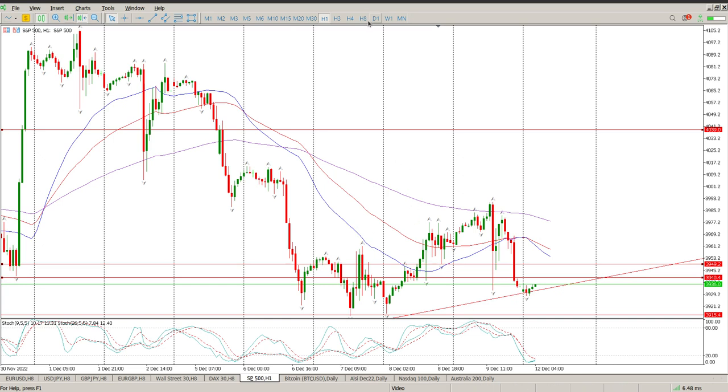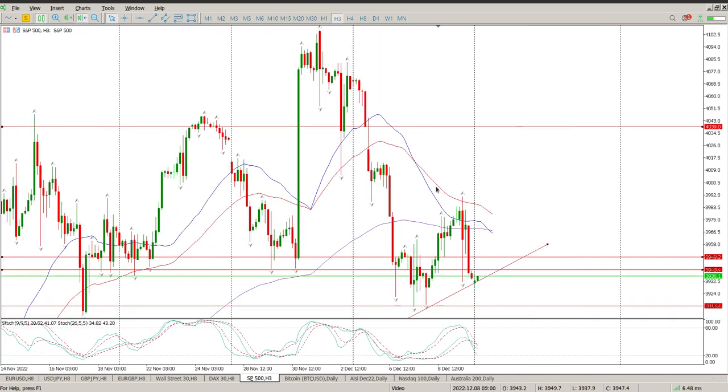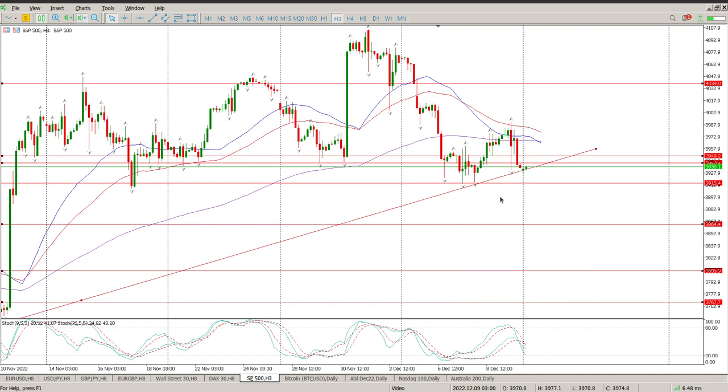But you know, FOMC is on Wednesday, so it's very possible that we just bounce around in a tight range here as well. So you need to keep that in the back of your mind. It's been a weird year, but if it is a range, I think you'll be capped by 39.87.